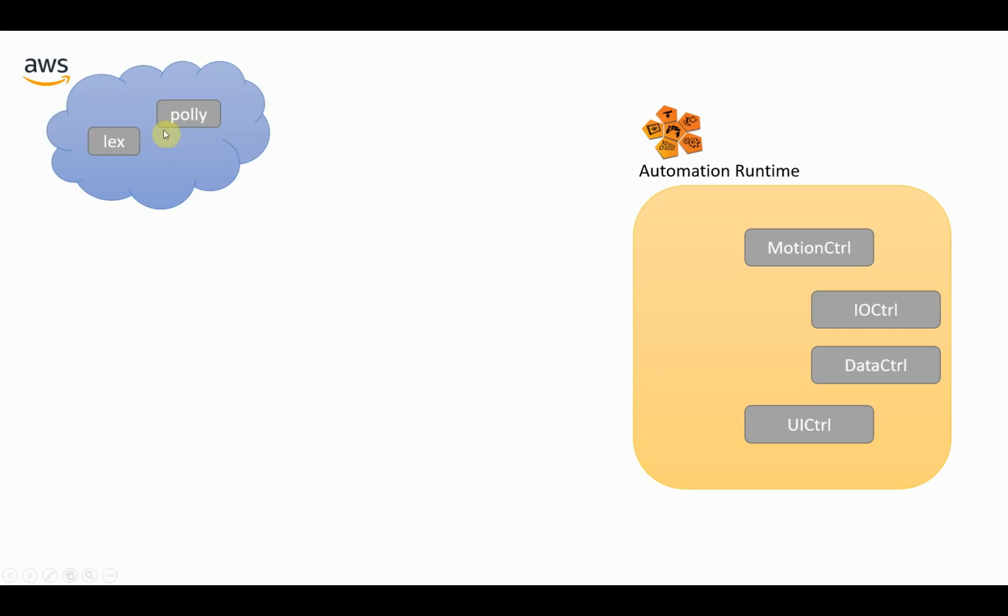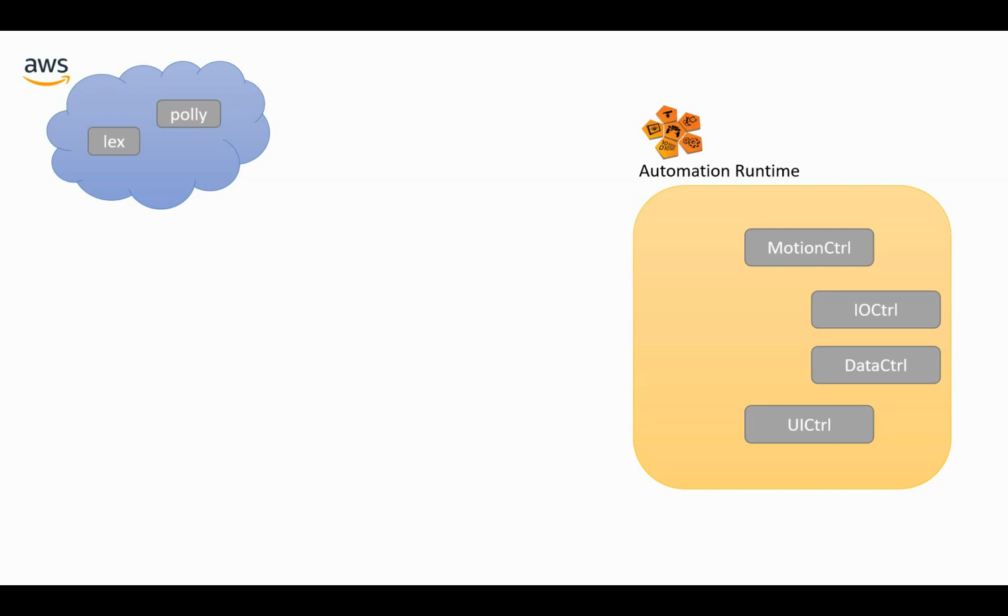So on one side we have AWS, which is capable of voice interactions and is able to do a lot of kind of advanced voice interaction manipulations. And on the other side we have Automation Runtime, which is your standard real-time controller for an industrial machine. It has things like motion control, interacting with servos or other types of inverters, I/O control, data control, UI control. These are all kind of standard tasks that an industrial controller might have to handle. Neither of these two are particularly good at what the other one can handle. And so my mission or my objective with this demo was to try to tie them together.